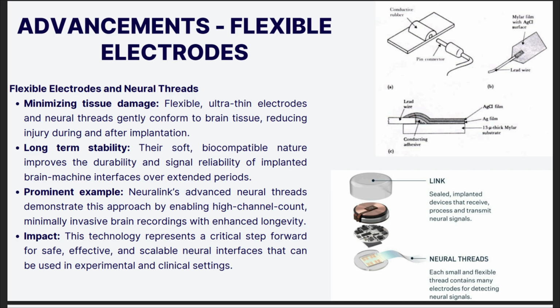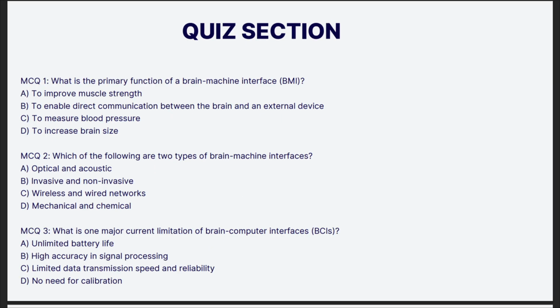A prominent example is Neuralink's neural threads. These consist of extremely fine, flexible wires that can support a very high number of recording channels while still being minimally invasive. This represents a significant technological leap because it combines high quality data collection with safer, scalable implantation. Overall, this technology moves us closer to the vision of safe, effective, and widely deployable neural interfaces, tools that can transform not only experimental neuroscience but also clinical therapies in the years ahead. Next slide. So now we'll be going through the quiz section.